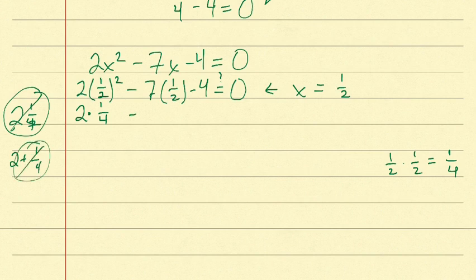7 times 1/2, whole number times a fraction, just multiply the numerator against the whole number, so I have 7 halves, and I have a negative 4 as always, and I am hypothesizing that that left-hand expression is equal to the right-hand expression. 2 times 1/4. If I have 2/4 of a pizza, how much pizza do I have? I have 1/2 of a pizza. I still have minus 7 halves. And I'm hypothesizing that that's equal to 0.